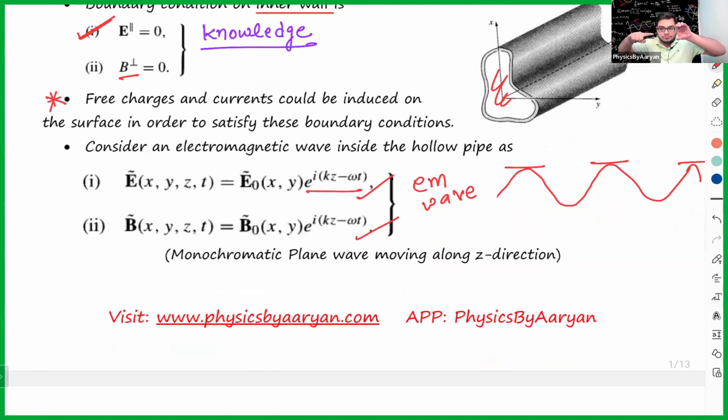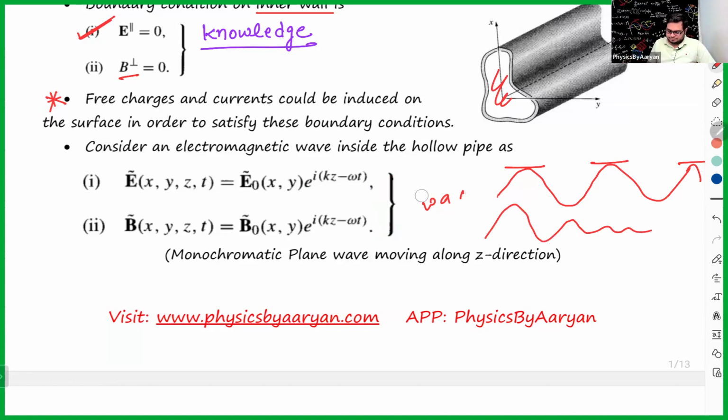Whenever the wave moves in a conductor, its amplitude decreases exponentially. Amplitude keeps decreasing, decreasing, decreasing. So the wave will go like this, finally finished. But in this case, my wave is not moving in a conductor. The wave is moving in free space. It is a hollow pipe, inside there is air, so my wave is traveling in that air. But yes, my wave is surrounded by the boundaries. Yes, there is a complete vacuum inside the pipe. Complete vacuum. Okay, great.